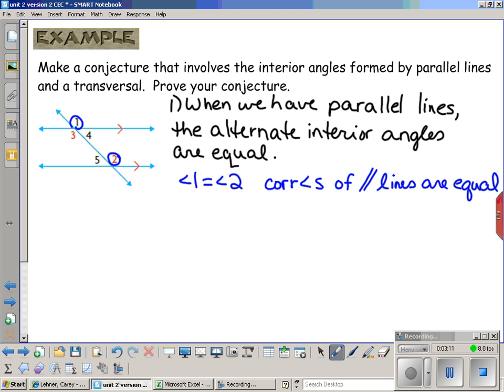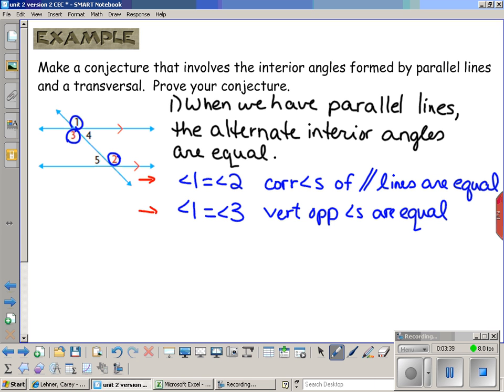What we also know is that vertically opposite angles are equal. So angle 1 equals angle 2 because vertically opposite angles are equal. And this is true in all cases. So these are not just true statements for this particular problem. They are true all the time. Now, if we have stated that angle 1 equals angle 2 and angle 1 equals angle 3, we can then say that angle 2 must equal angle 3.